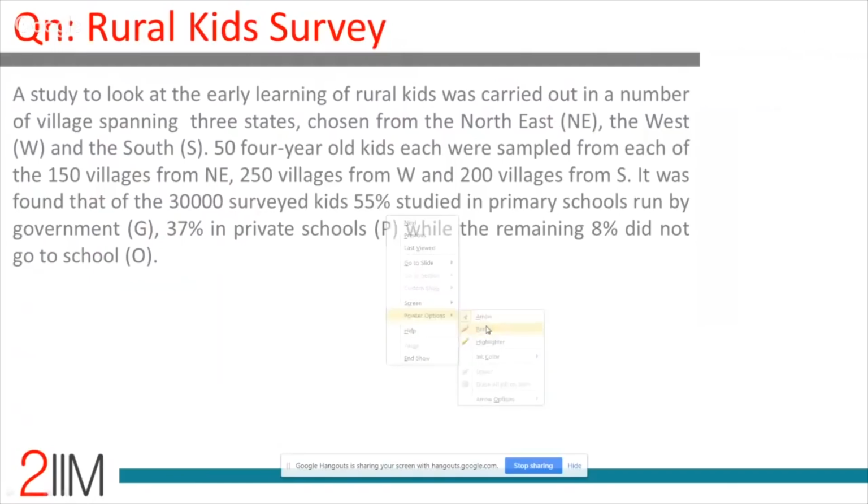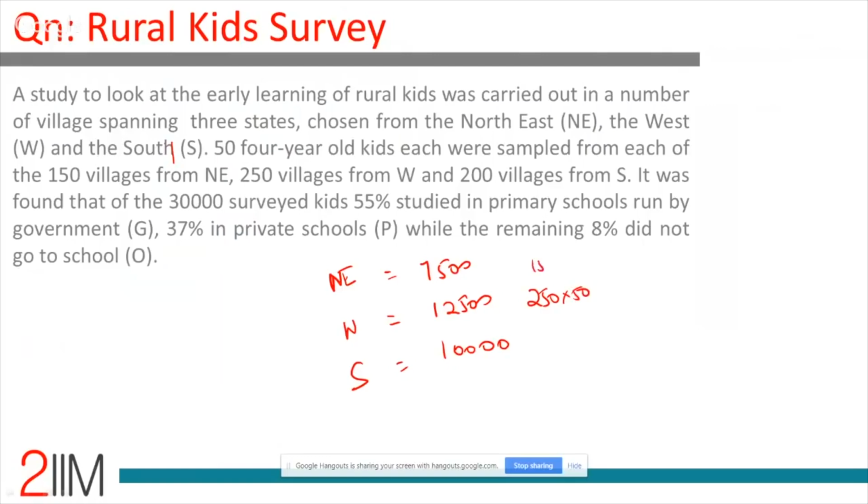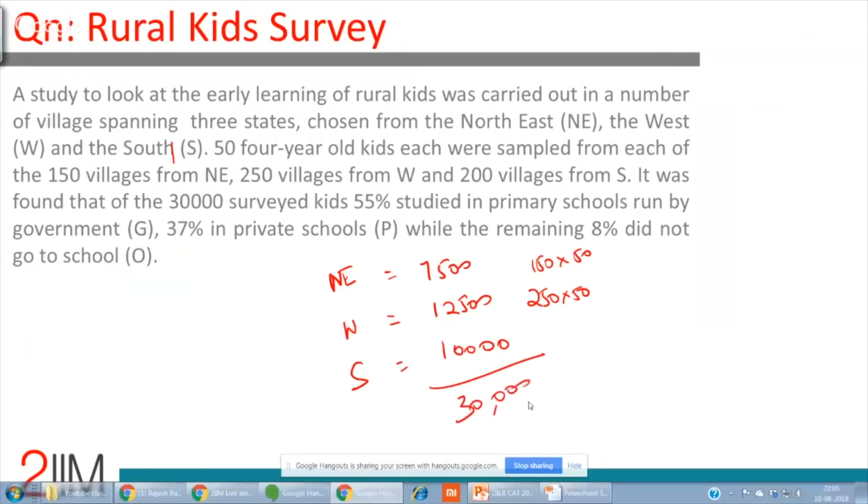Straight away, we have an instance where we say 50 kids from each village. So from the northeast, we'll have 50 into 150, 7,500. From the west, we'll have 50 into 250, 12,500. From the south, we'll have 200 into 50, 10,000. These are the kind of numbers that are important to get a sense of what this is. This time spent on making these numbers is very, very useful. So we have 7,500 plus 12,500, 20,000, 30,000 kids being sampled totally.